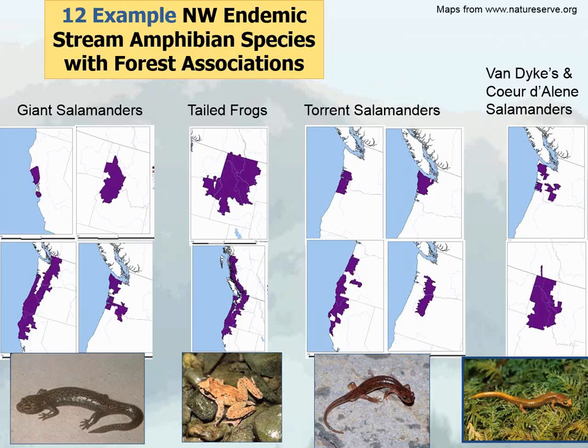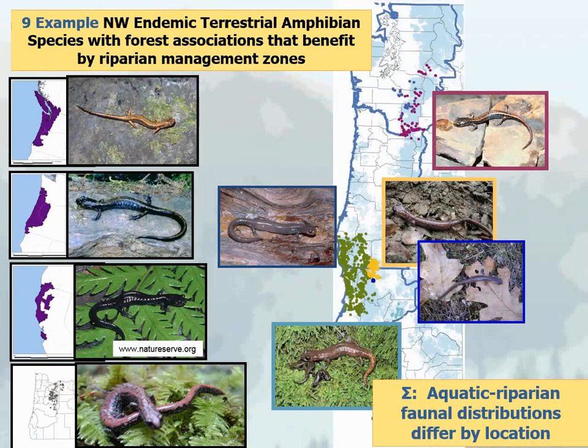Some interesting things about aquatic species, why they're so vulnerable: there are a lot of these species out on the landscape. We have a lot of endemism in aquatic fauna, and so these maps here are showing endemic species. You can see the range maps of 4 species of giant salamanders in the Northwest, 2 species of tailed frogs, 4 species of torrent salamanders, and 2 salamanders that are commonly known as seep-dwelling, the Van Dyke salamander and the Coeur d'Alene salamander. So they have fairly restricted distributions.